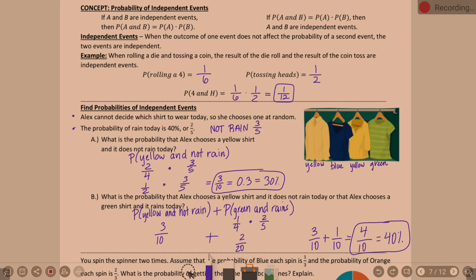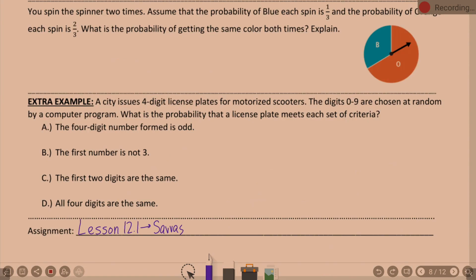Okay. Getting the idea, yes? Okay. Look at the spinner when you're ready. You spin this spinner 2 times. Assume that the probability of blue each spin is 1/3. Mine has colors. You guys have letters, right? So probability of B is 1/3. And the probability of orange each spin, labeled as O on yours, is 2/3. What's the probability of getting the same color both times?